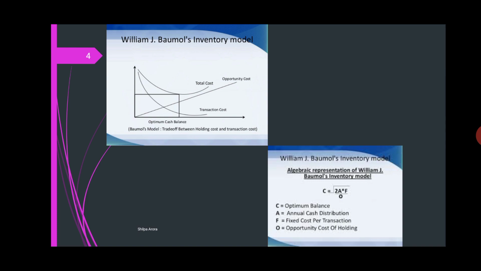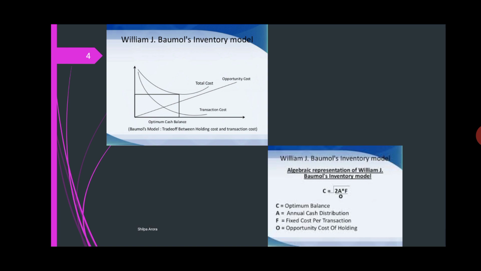Now, this is represented in the form of a diagram and with the help of a formula. The diagram is much similar to the EOQ model of inventory management, which shows that total cost is minimum at a point where the transaction cost is minimum. So the trade-off between the holding cost and the transaction cost gives the best optimum cash balance according to Baumol's model. Now how it can be represented with the help of a formula.